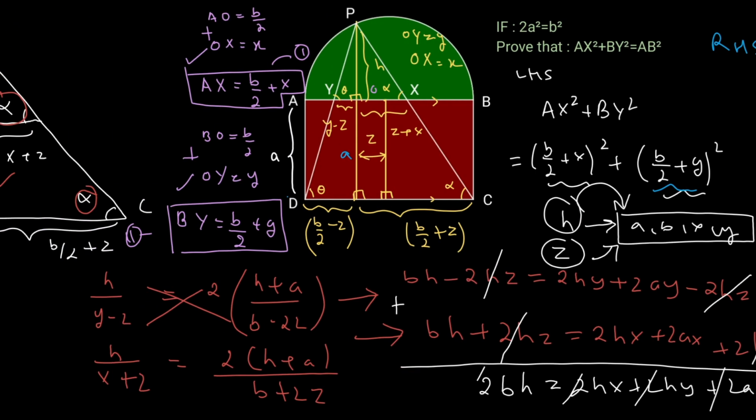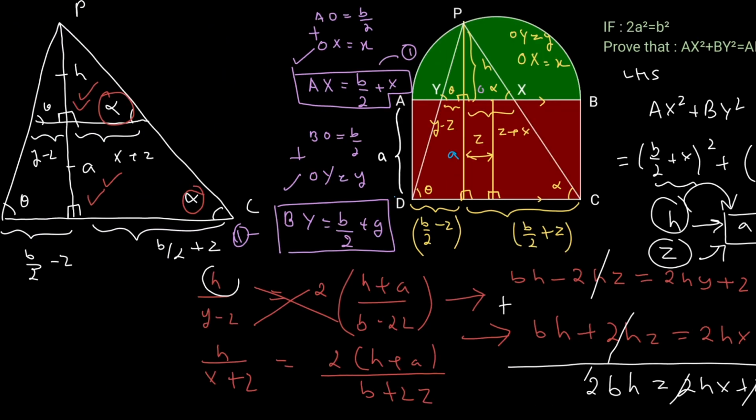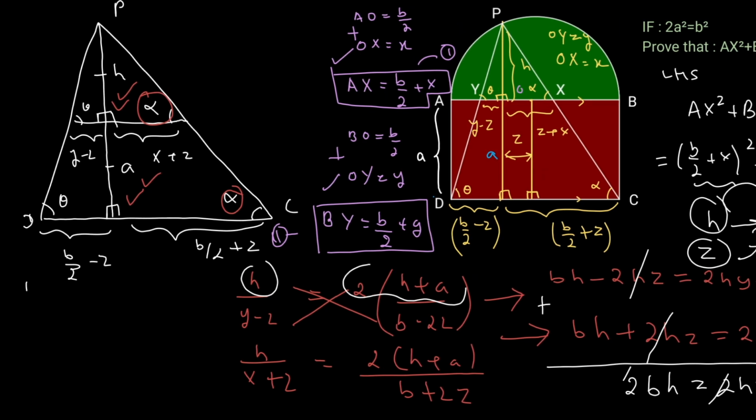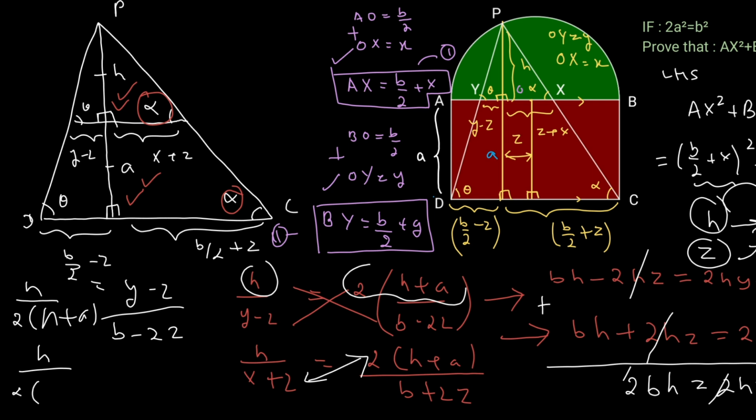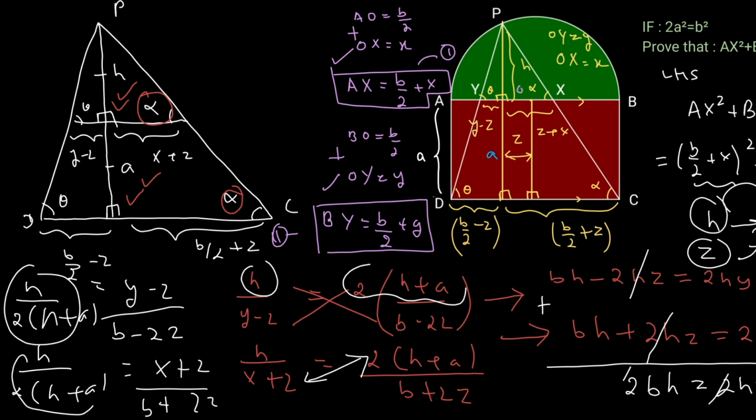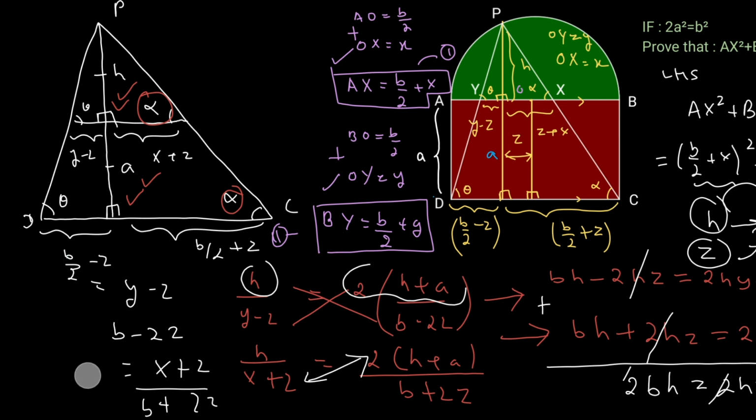Just take these two equations again. Now I will keep h over here and bring down 2 times h plus a in the denominator. So now this fraction will look like h upon 2 times h plus a equals y minus z upon b minus 2z. Similarly in this one also I will do the same thing. I will bring this over here and that over there. So I will get h upon 2 times h plus a equals x plus z upon b plus 2z. We can see that the left hand side of both of these fractions are equal, hence we can compare their right hand side. So y minus z upon b minus 2z would be equal to x plus z upon b plus 2z.